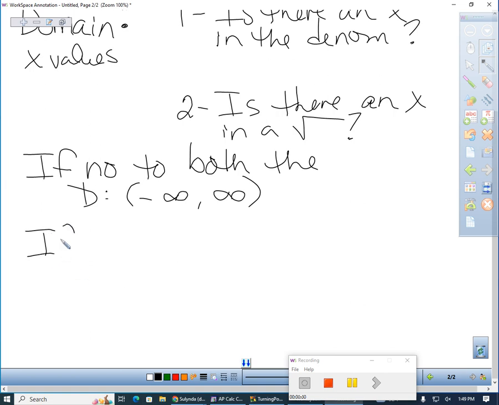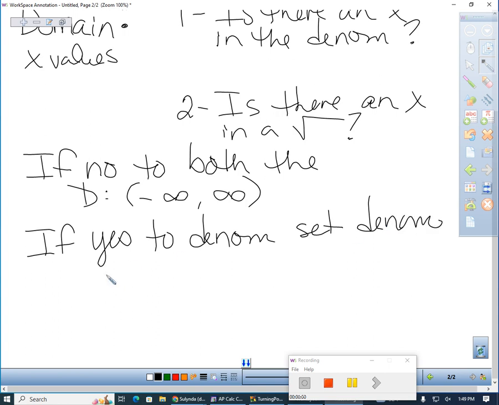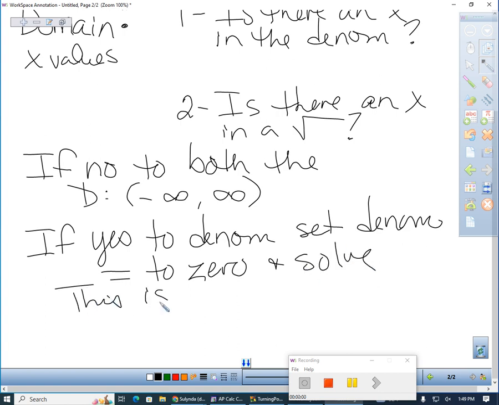If yes to denominator, set denominator equal to 0 and solve. This is where x cannot exist.